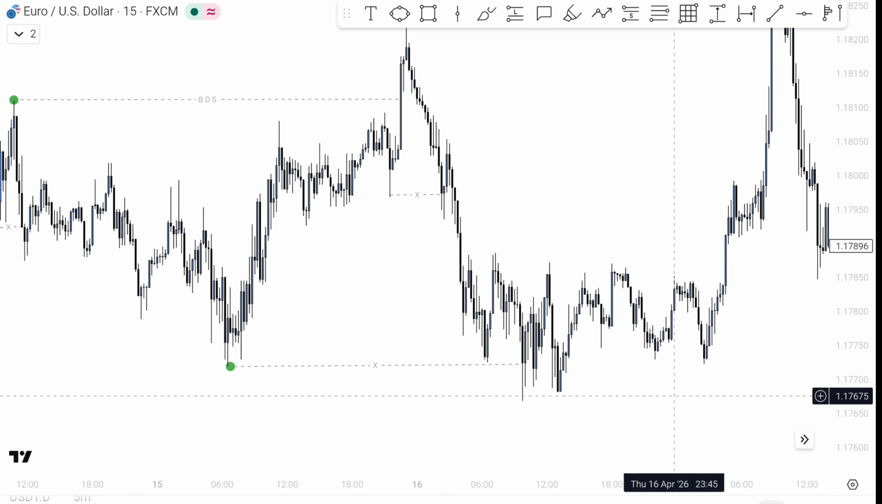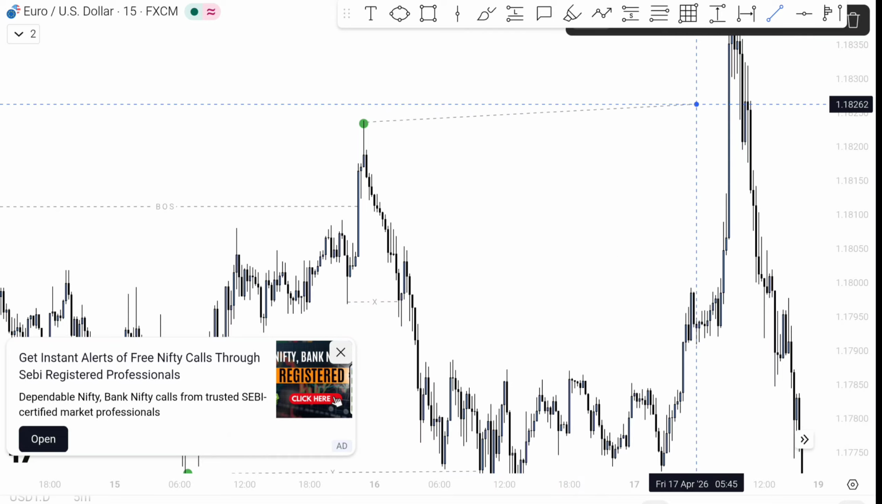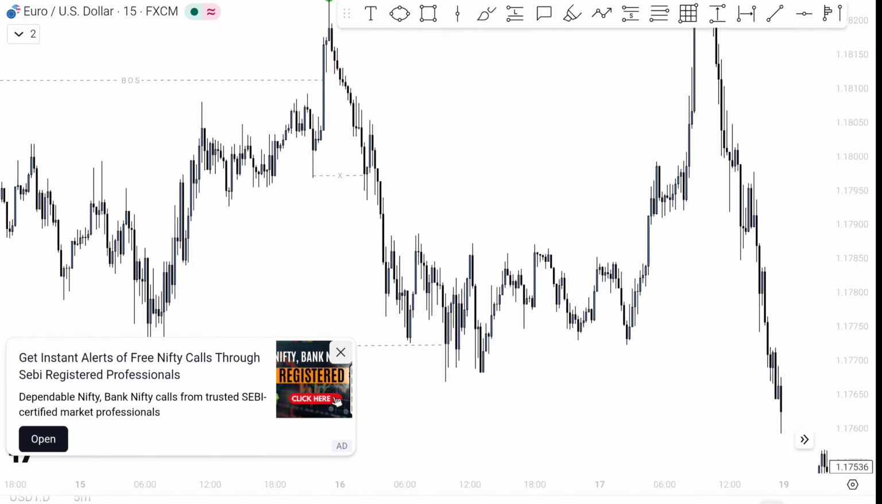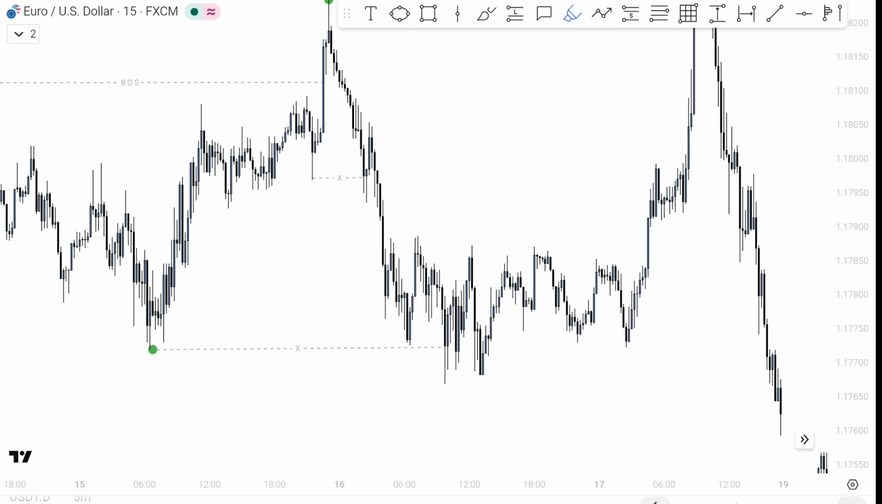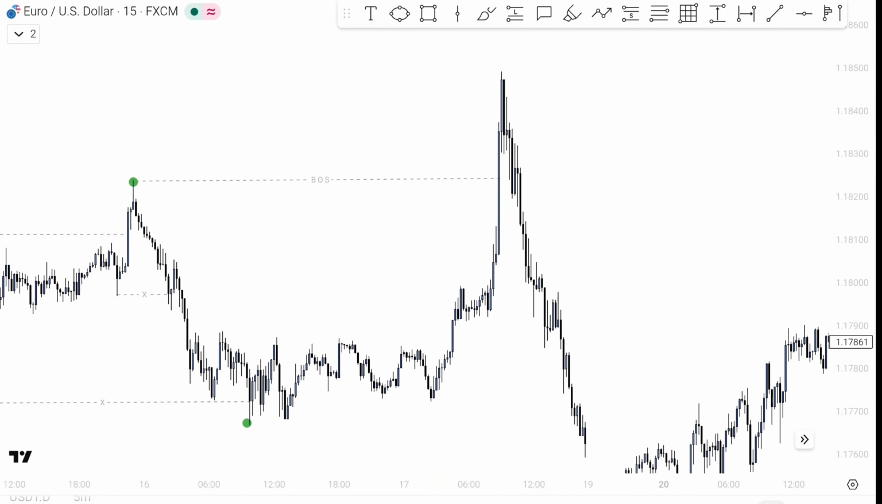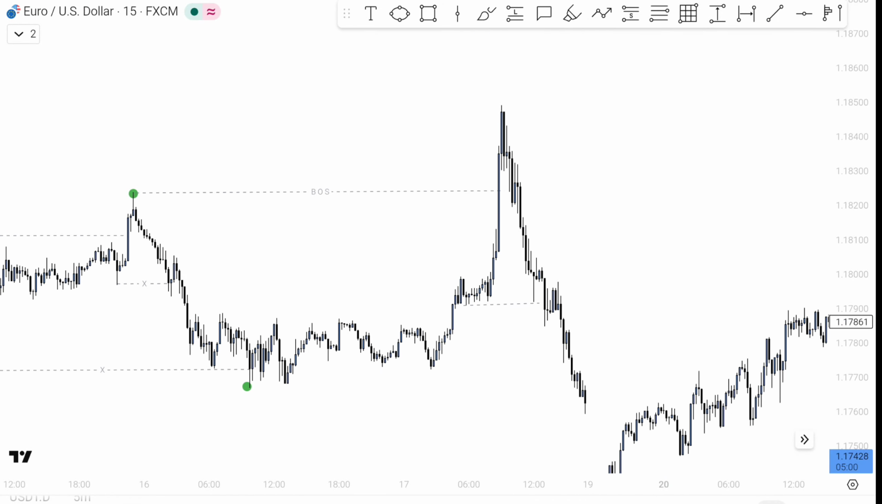The market swept the liquidity at this point and moved to the upside, and then again it broke above the first high, which is our break of structure. Now after the break of structure, this becomes our new higher low at this point. Again the market moves to the downside from this point. This is our new low, and the market breaks below this point.